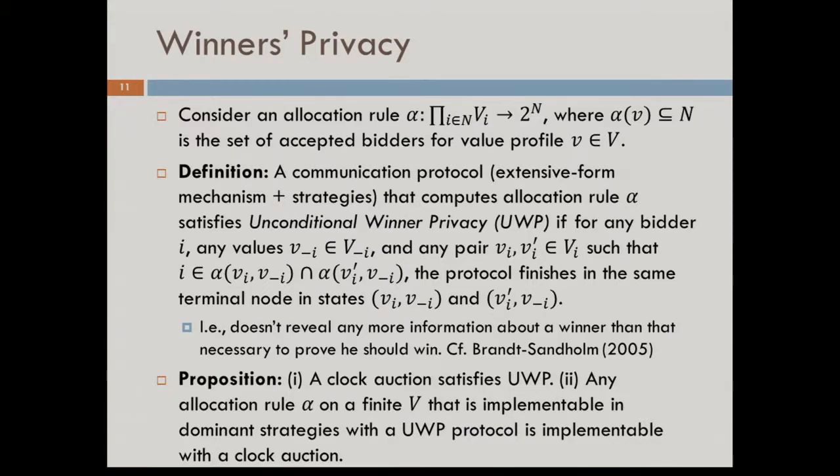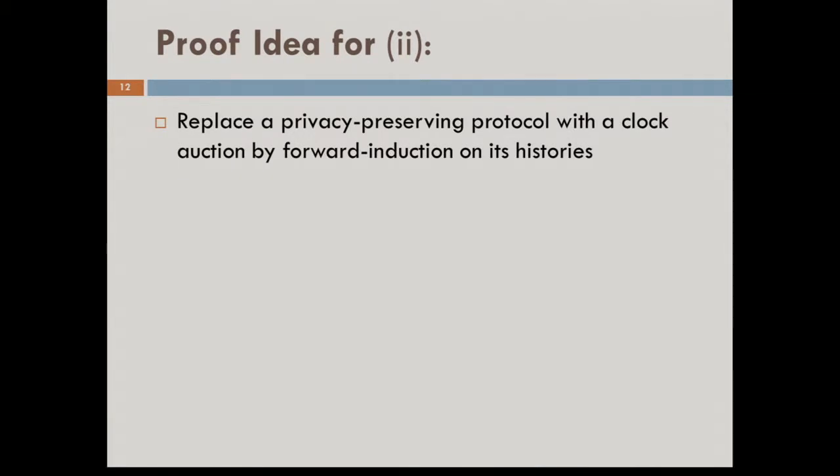Okay. Now, why does a clock auction satisfy unconditional winner privacy? It's kind of obvious because a bidder doesn't send basically any message until he becomes winning. So nothing is revealed about him other than that he is willing to sell at this price. Okay, and so that's why it satisfies this. Now, why is the converse true? Part 2, that any allocation rule that's implementable in dominant strategies and has this privacy is implementable in a clock auction. So I'll just give you an idea of the proof.